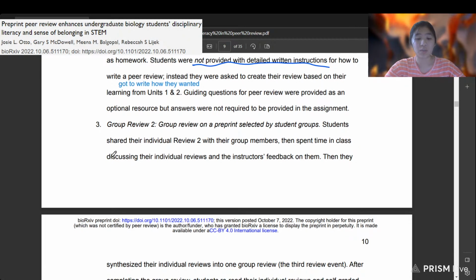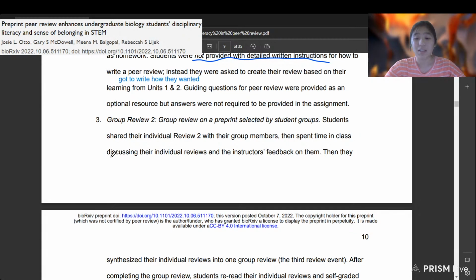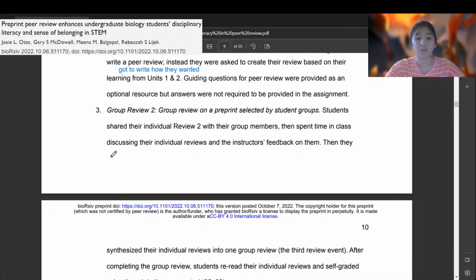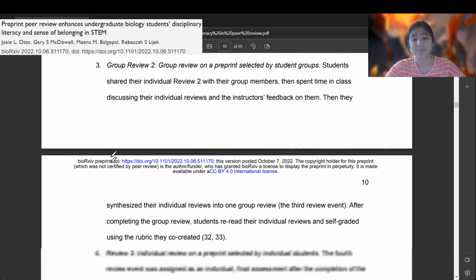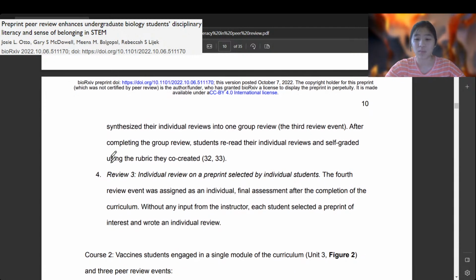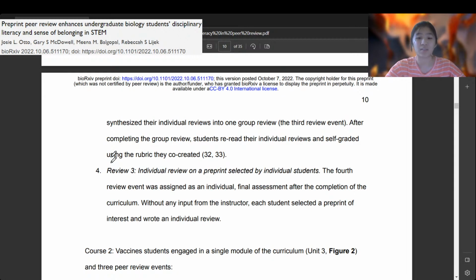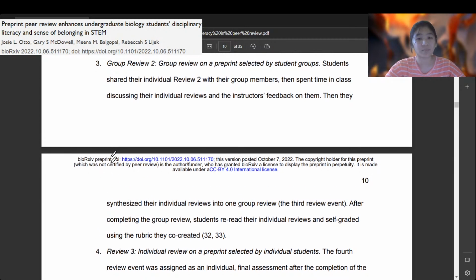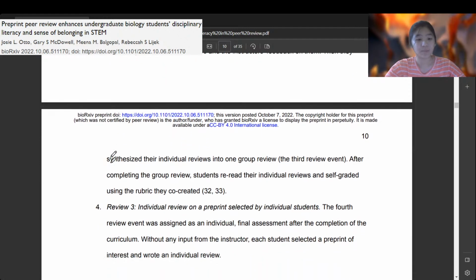Students shared their individual reviews with their group members, then spent time in class discussing their individual reviews and the instructor's feedback on them. Then they synthesized their individual reviews into one group review. After completing the group review, students reread their individual reviews and self-graded using the rubric they co-created. Okay. So they synthesized their individual reviews into one group review, and they also self-graded their review using the rubric.